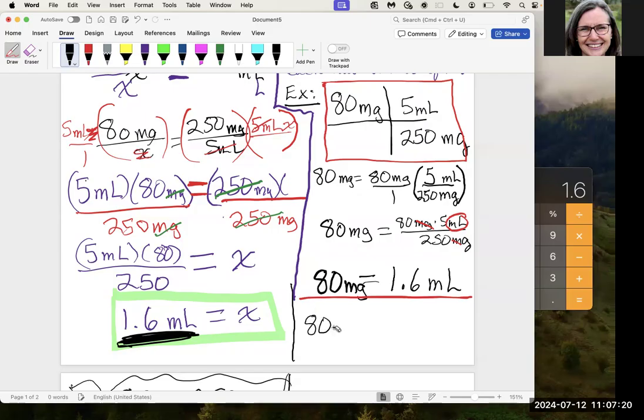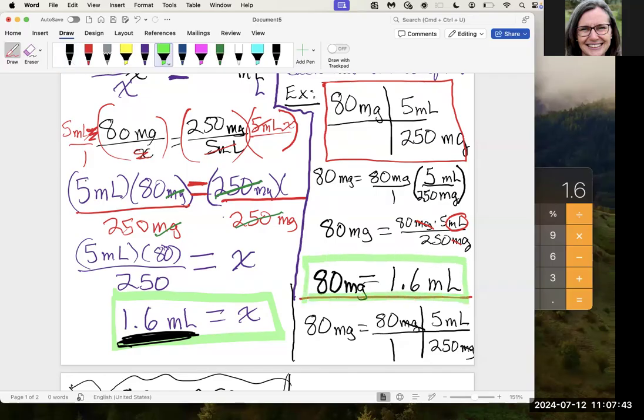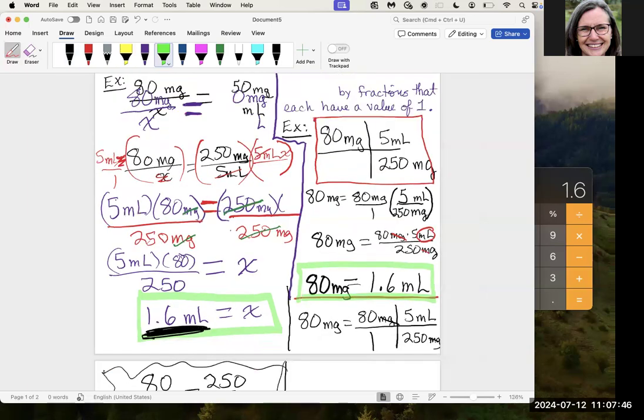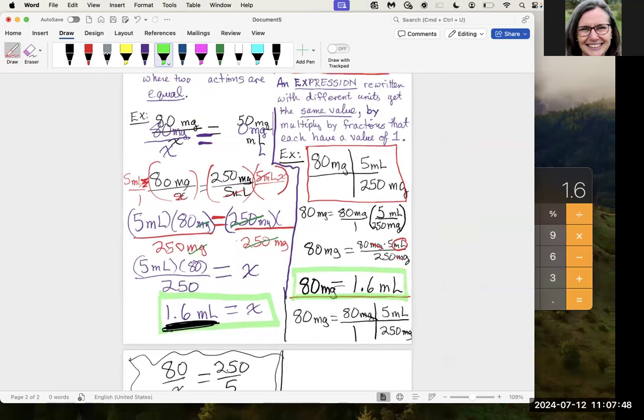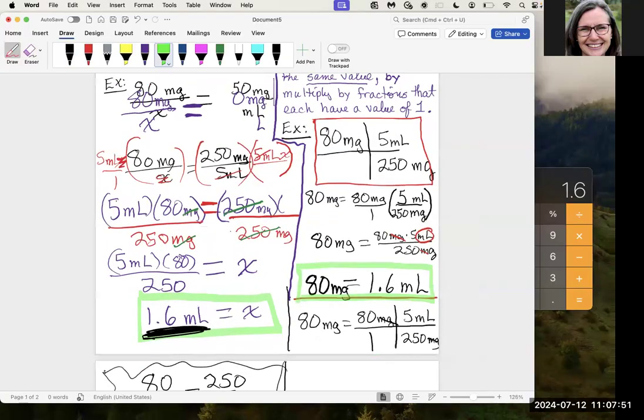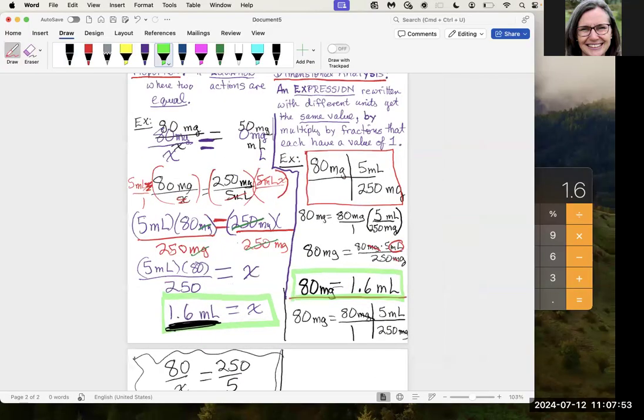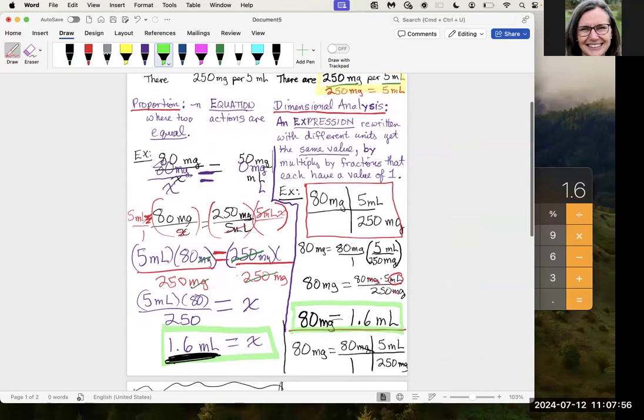Personally, all I would write is given 80 milligrams. I'd say that's the same thing as 80 milligrams divided by 1 times 5 milliliters divided by 250 milligrams. The milligrams cancel, and I am left with this correct answer. So again, a side-by-side comparison of proportion versus dimensional analysis. I prefer dimensional analysis. It depends what the directions on your exam state.